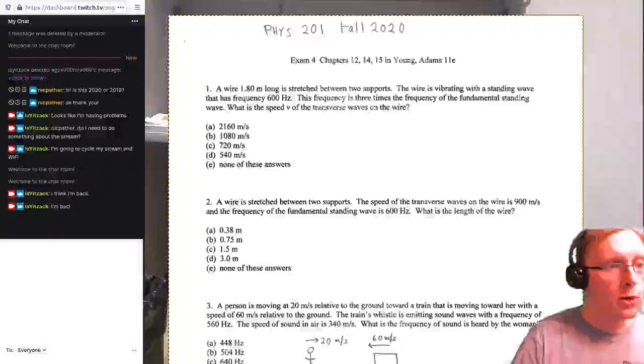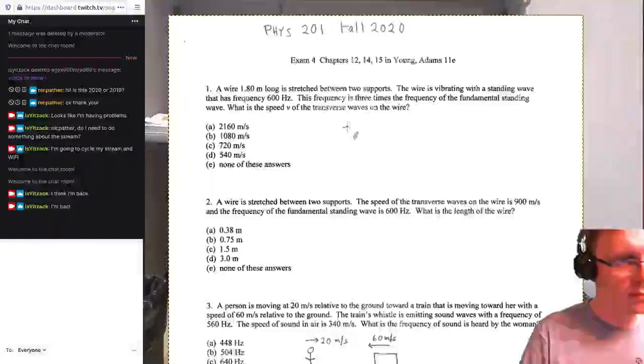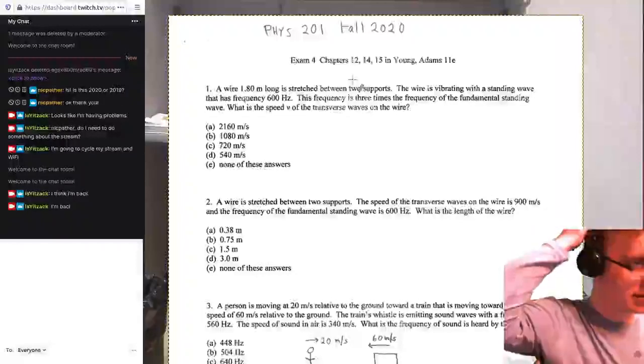Alright, a wire. A wire is stretched between two supports, and the wire is vibrating with a standing wave of a frequency of 600 hertz. That frequency is 3 times the frequency of the fundamental standing wave.